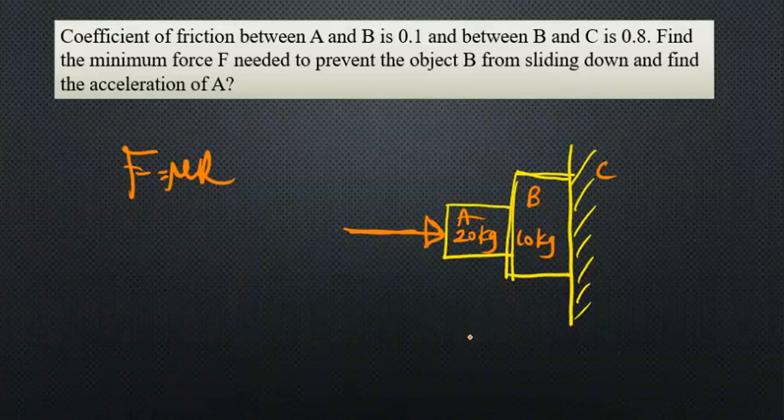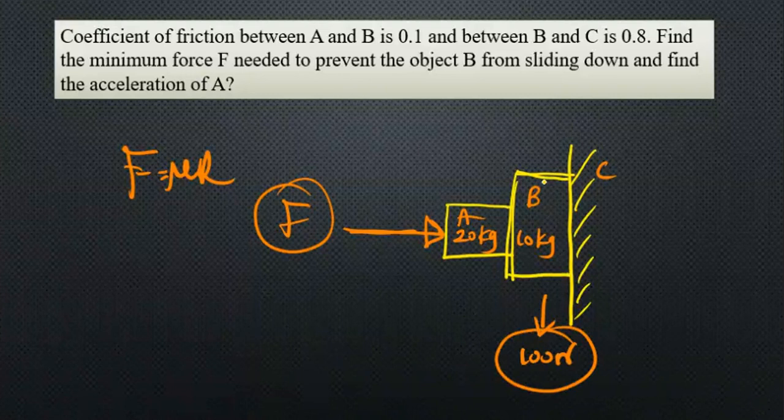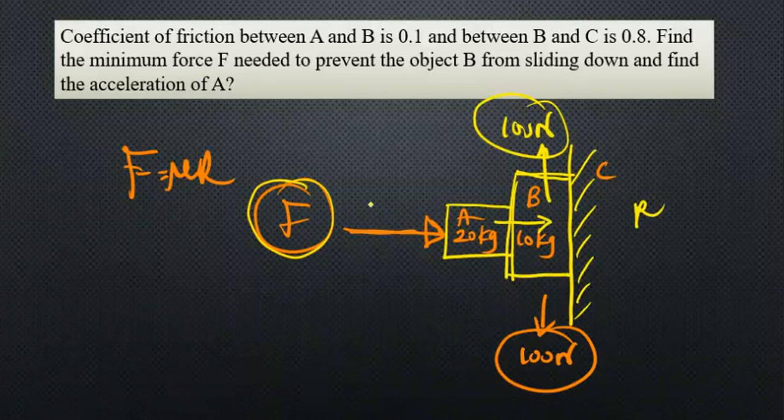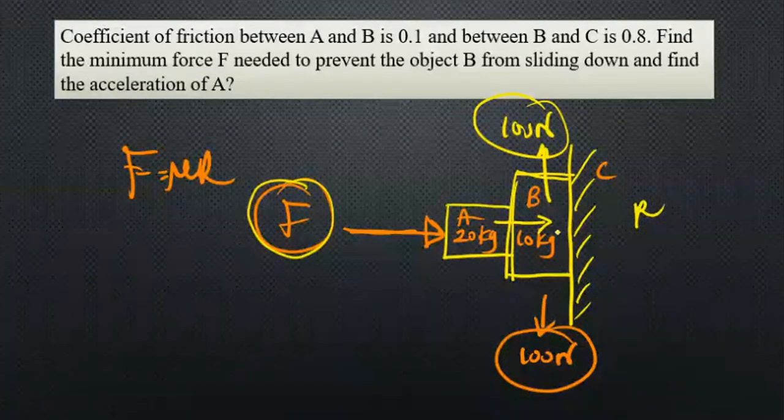Initially, they're asking us to find the force F that we need to stop B sliding down. So the downward force by B is 100 Newton. So we need a frictional force of 100 Newton up. That means there must be a reaction force this way, and this F will supply that reaction force. So even if we apply any value here, the same value goes to B. When we apply 100 Newton on A, the same value will go to B.